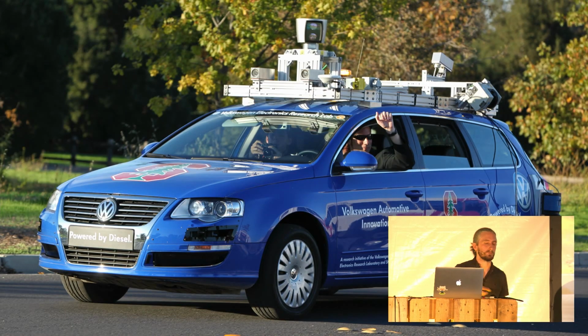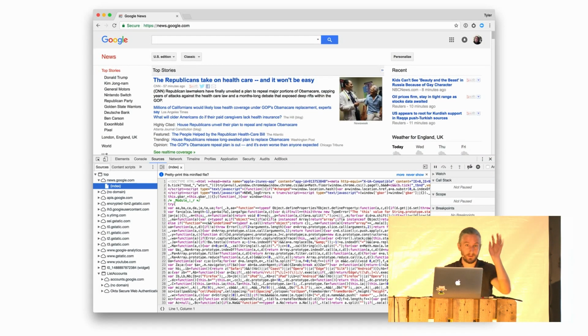But even before self-driving cars, cars had many computations that they were doing on board, navigation systems and so on. Okay, bear with me on this one. The JavaScript we write is also a form of edge compute.